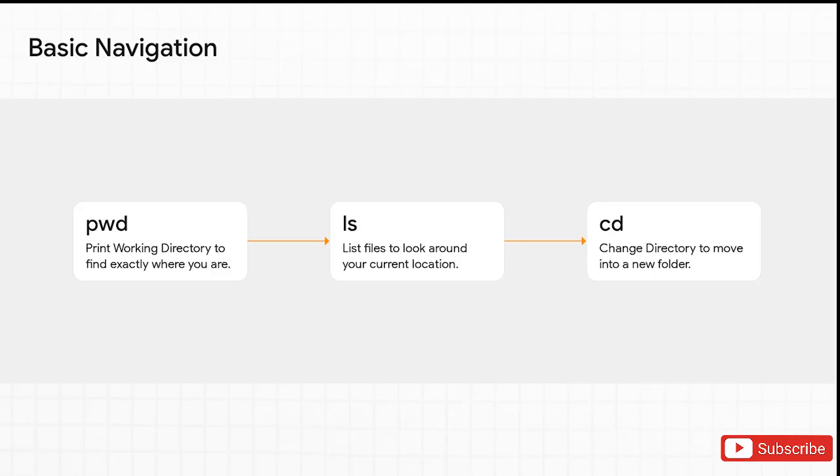First up is pwd, which stands for Print Working Directory. Typing this tells you exactly where you are right now. It's like dropping a pin on your map. Next is ls, meaning list. This lets you look around and see all the files and folders sitting right there in your current location. And finally, cd, or change directory, which is how you actually walk through a door into a new folder.